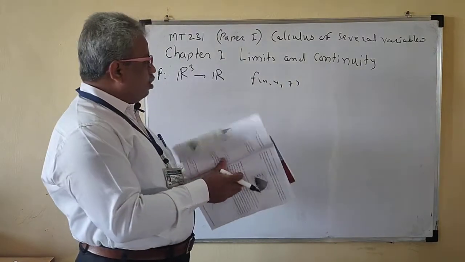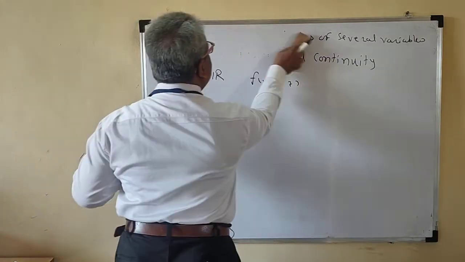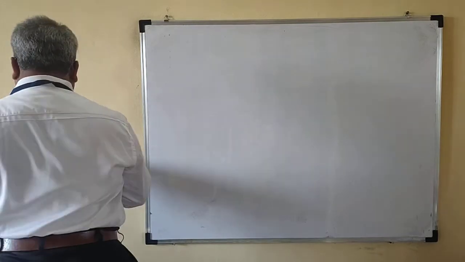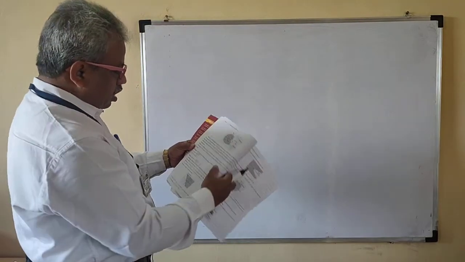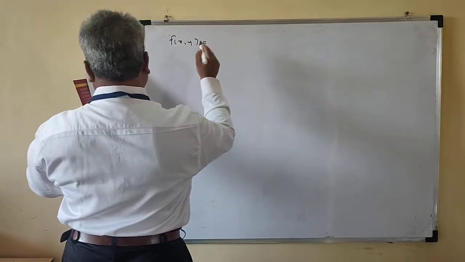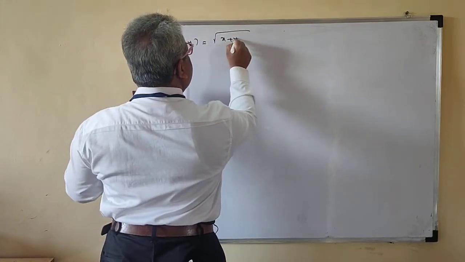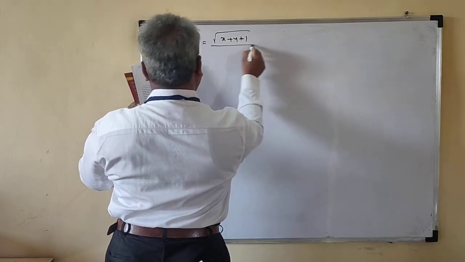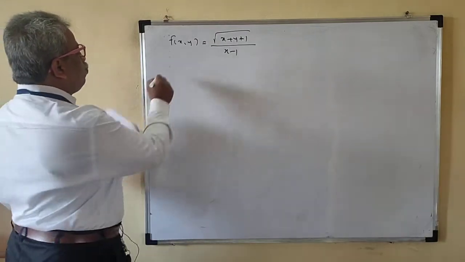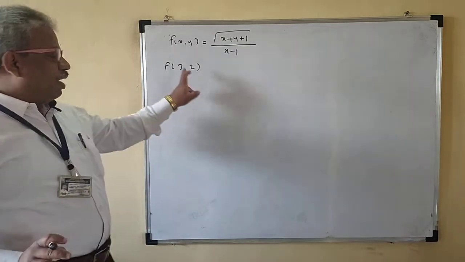So now the main thing here, the important thing, is how to find the domain, codomain and range of the function. Suppose we have this function f of x, y, where domain and codomain are not given. It is root of x plus y plus 1, upon x minus 1. Suppose this is a function. If you want to find the value at 3, 2 or anything, you have to find the value of this function.